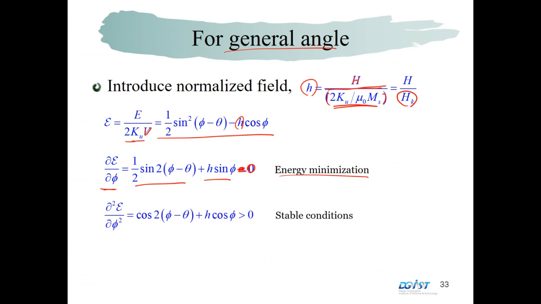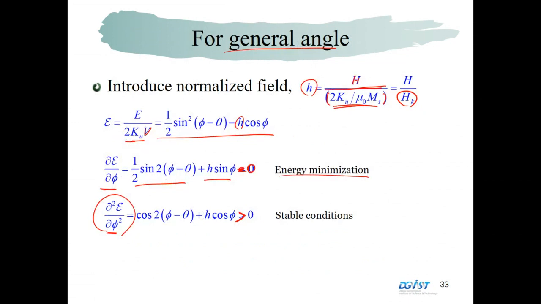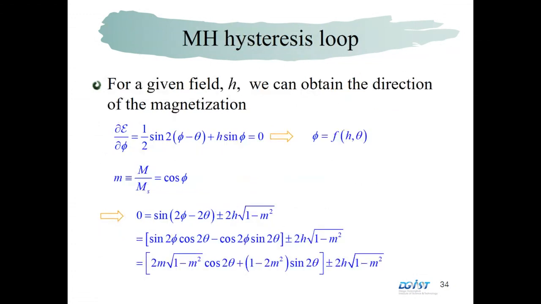So let's just move on to the next step before finding the solution. Another important point is the stable condition, which means the second derivative must be positive. Actually, by solving these energy minimization equations, we obtain the direction of the magnetization.